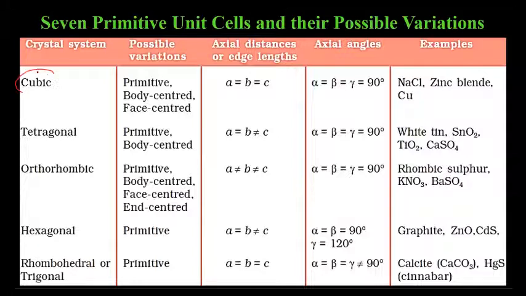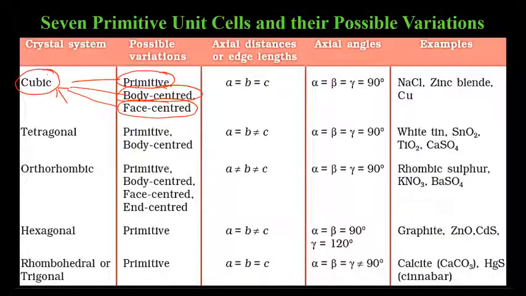Cubic. In cubic, there will be primitive. Primitive means only corners. It is cubic. Okay? And another possibility is body centered. In cubic, another possibility is face centered.